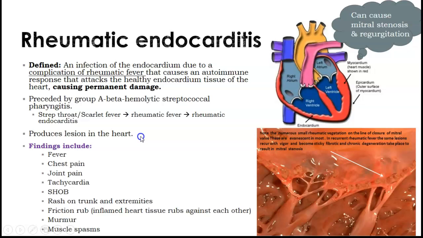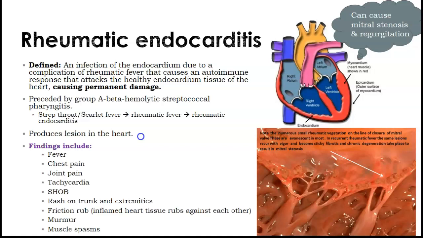Alright, so now we're moving into the endocarditises, and we're going to discuss two different ones. We're going to talk about rheumatic endocarditis and infective endocarditis, and we're going to break it up, and hopefully you can keep these straight. Rheumatic, remember way back when I said you hear rheumatic, think of autoimmune.